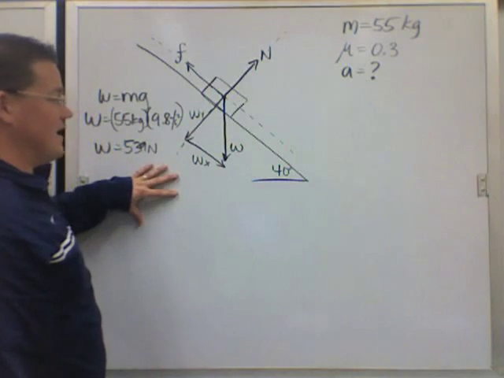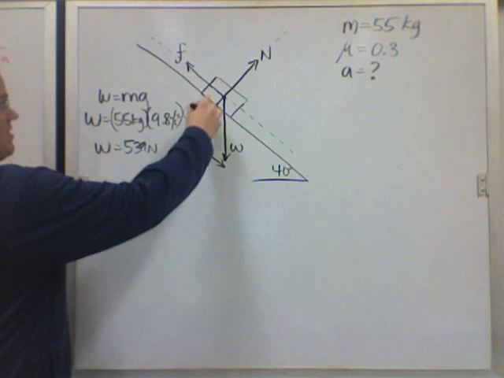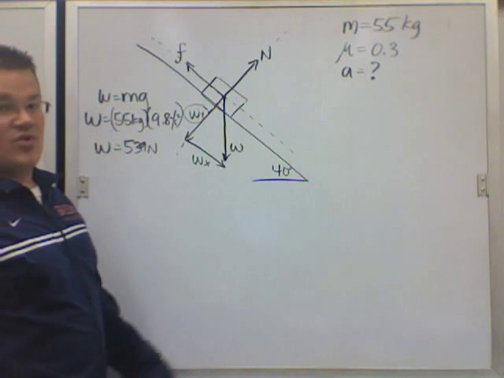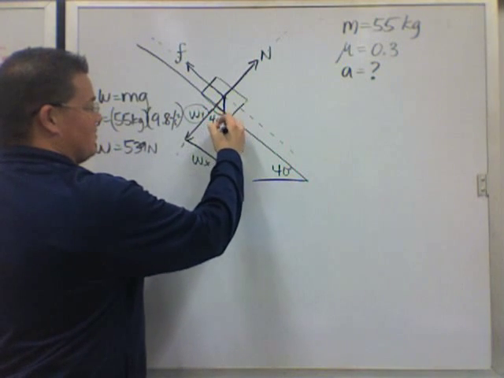Now, to do the trig, to solve for this over here, let's start out by solving for Wy. Wy is our adjacent side. Our angle of 40 degrees here is the same as this angle right here.